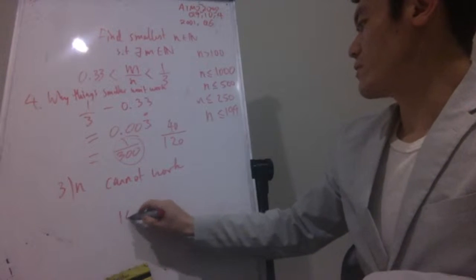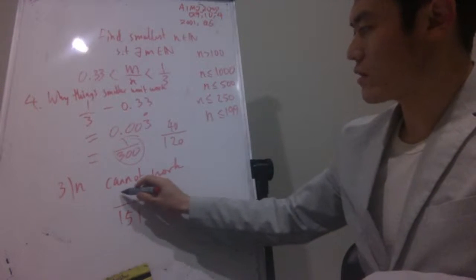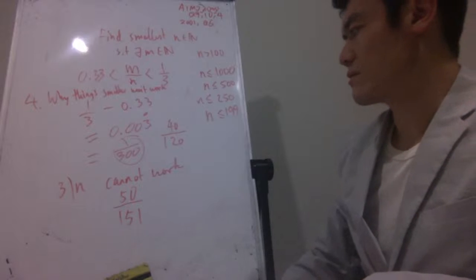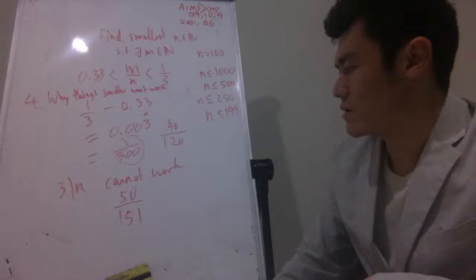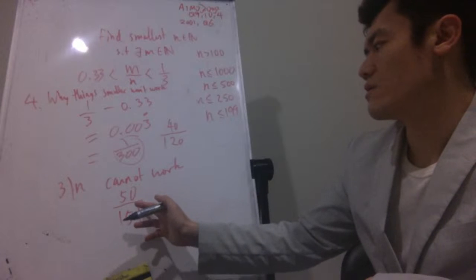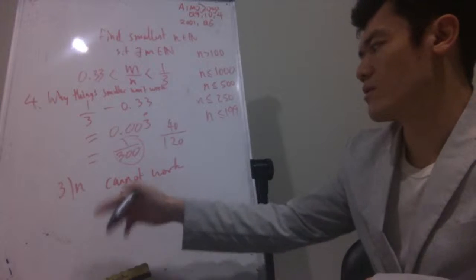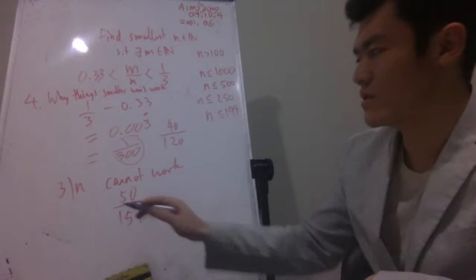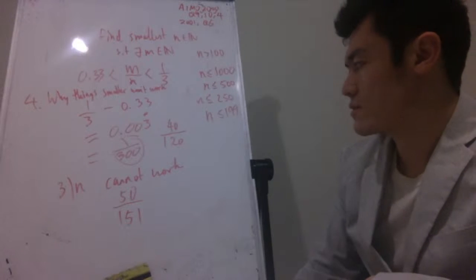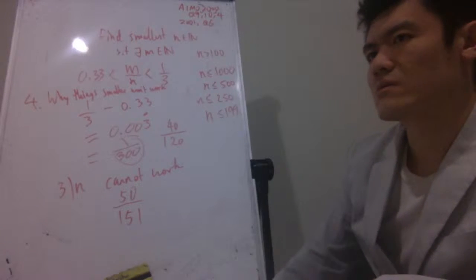So if you do 151, can you see that you have to try 50? Because 51 will be more than a third, and this is the only one that's less than a third without going even further. So it has to be this or it doesn't work. And actually this works.